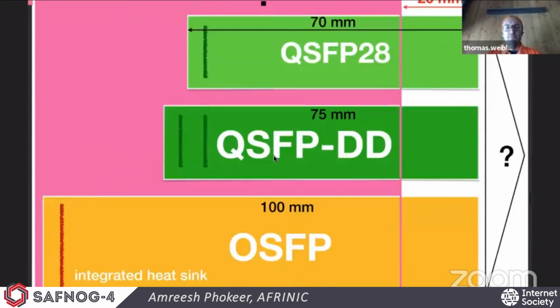For the OSFP, it's a newly introduced form factor. There's just one single row of connectors on the backside, but it's way bigger in terms of dimensional length and depth. The advantage of the OSFP, and that's what we see later on when it comes to the power consumption, is that it has an integrated heat sink. So the OSFP has a nice capability to get rid of the heat more easily compared to QSFP-DD.